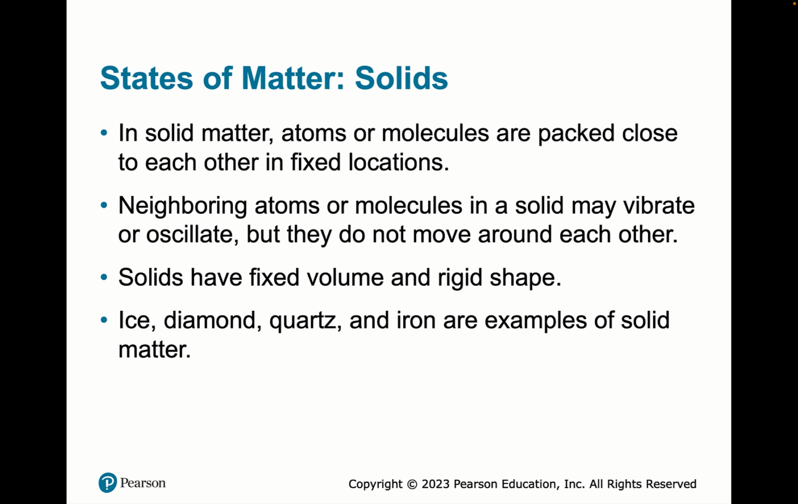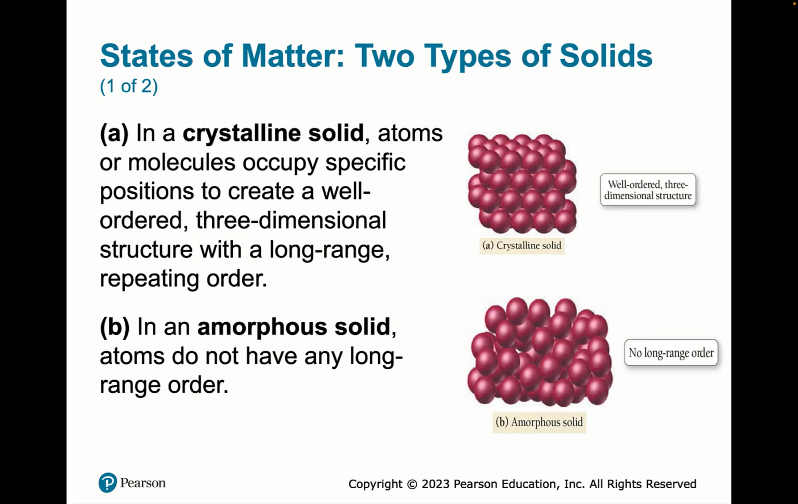So solids have a set shape and set volume. Examples I already mentioned are ice, diamond, quartz, and iron metal. And there are two types of solids: crystalline and amorphous. Crystalline means everything is very well organized. Amorphous means it's kind of jumbled. And most things are amorphous. Crystalline solids tend to be less common, but you do see them.